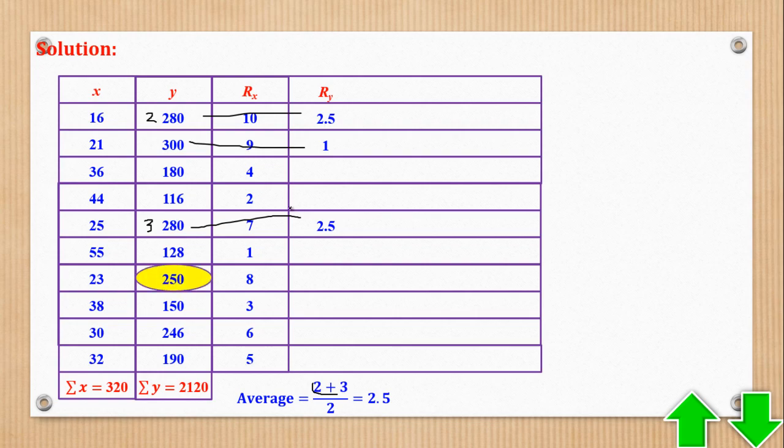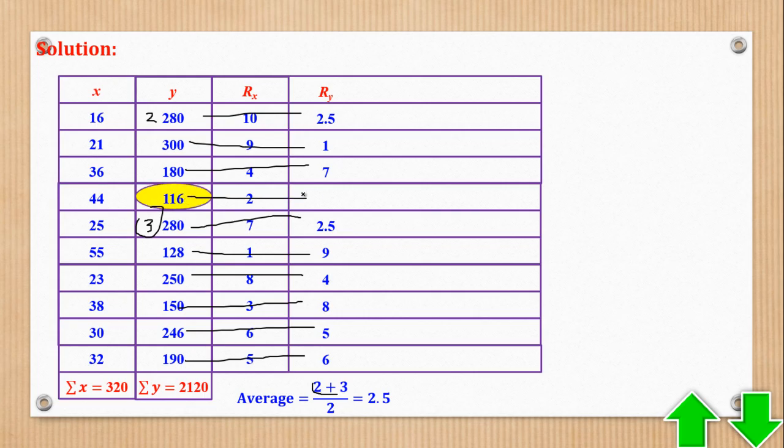Then next will be 250, which will take rank 4, because the third position is already taken here. Next will be 246, takes rank 5. Next is 190, takes rank 6. Next is 180, takes rank 7. Next is 150, takes rank 8. Next is 128, takes rank 9. And lastly 116 takes rank 10.